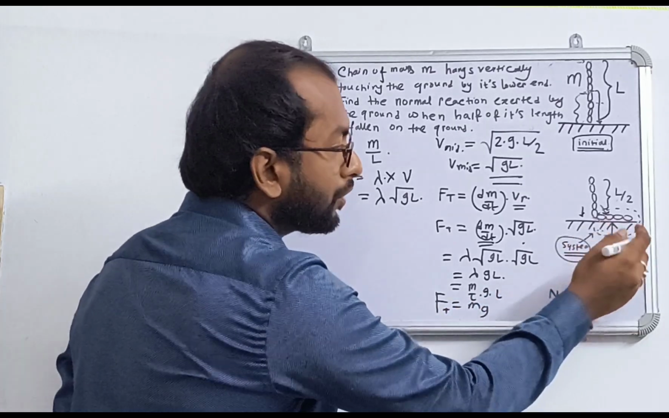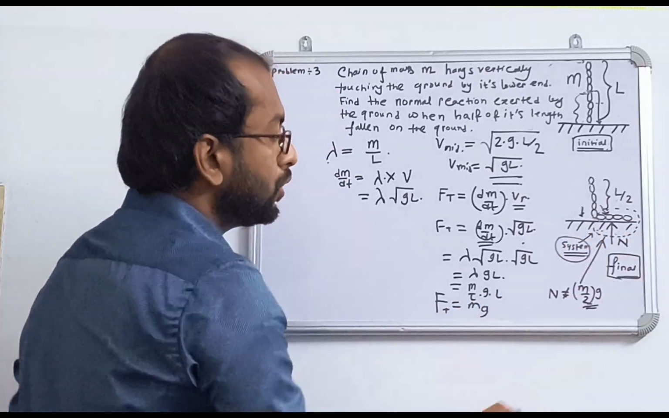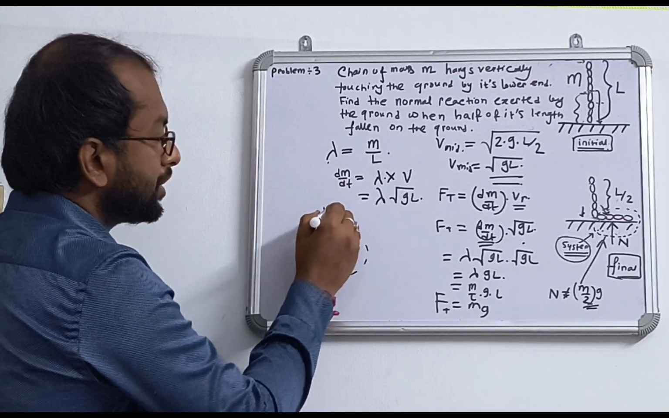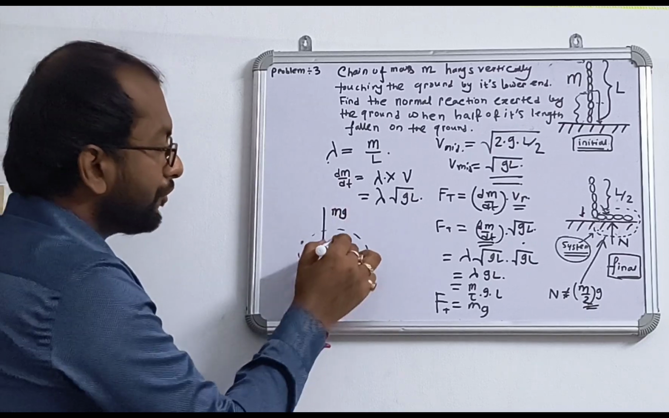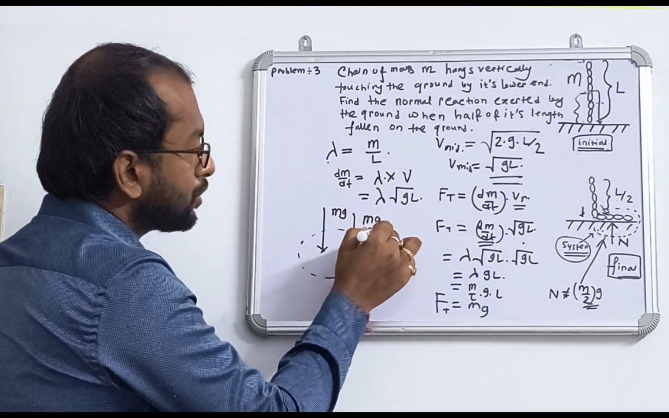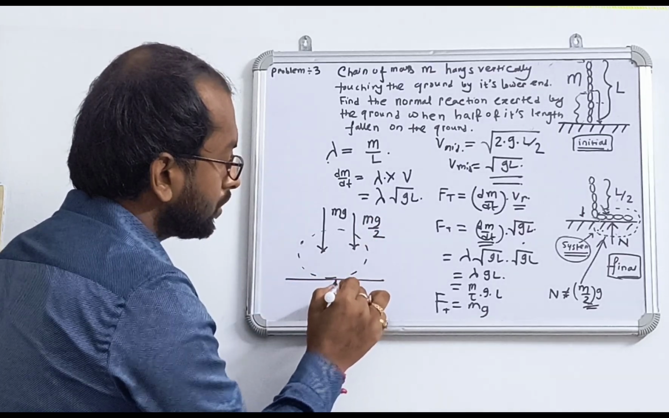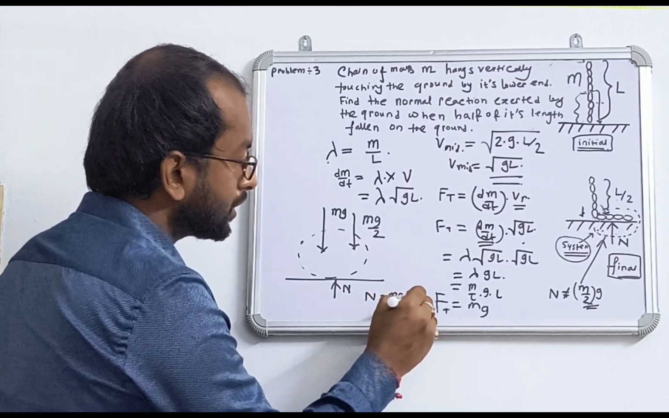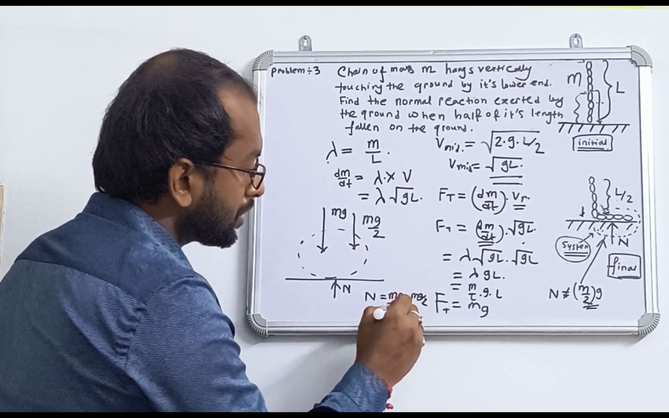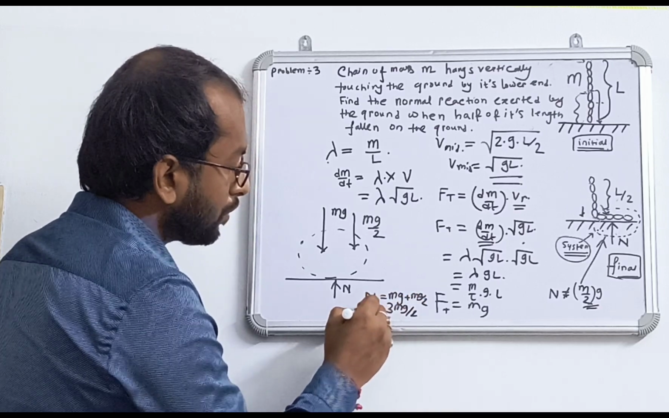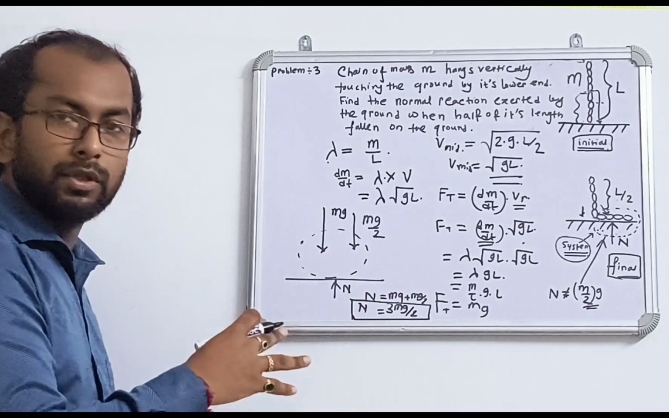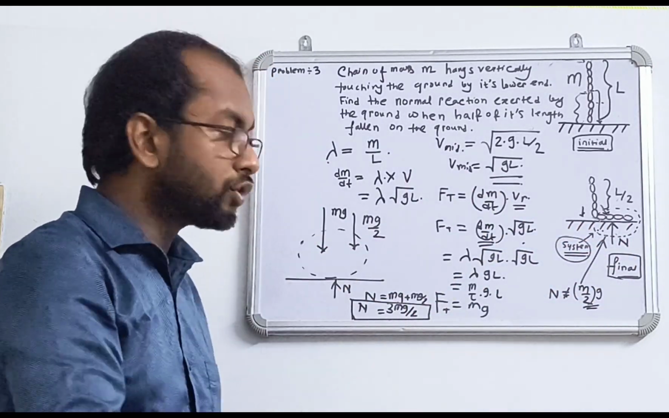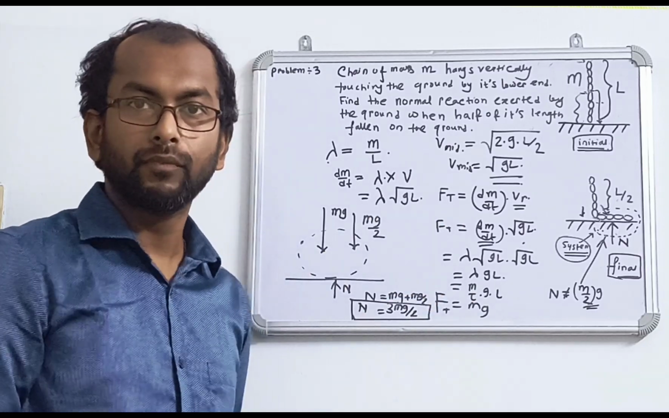The part already fallen on the ground has weight mg by 2. So if we consider this as the system, the thrust force is in this direction, that is mg. The weight of the part already on the ground is mg by 2. So it will have normal reaction from the ground, N. What is the value of N? N is thrust force plus mg by 2, so that is 3mg by 2. That is the value of the normal reaction. See, this value of the normal reaction is not just the weight, but due to the thrust force also, the normal reaction is getting a contribution. I hope you understood this problem.